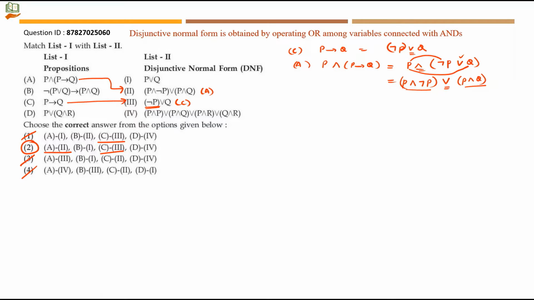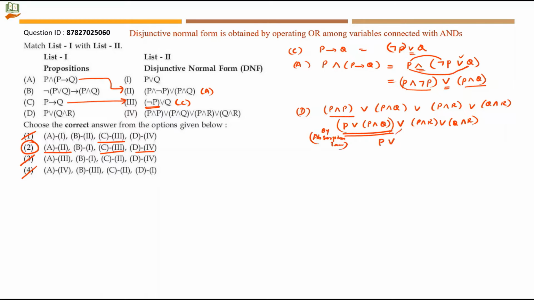Now let's get into D. The answer for D is 4. So we'll start with 4 and see whether we are able to get D. P and P or P and Q or P and R or Q and R. P and P is actually P. We'll just have it as P or P and Q or P and R or Q and R. So by absorption law, this will become P. So P, this R stays here. Then we have P and R or Q and R.